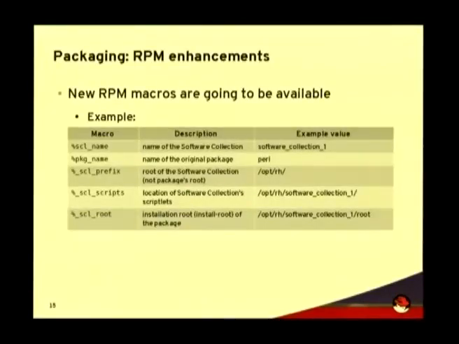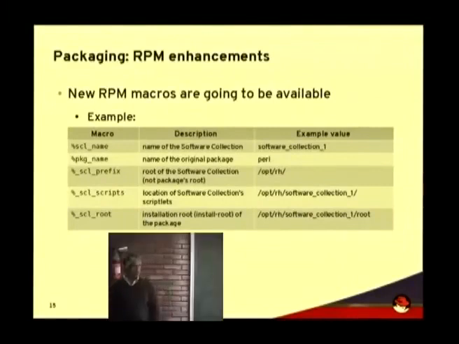In the RPM space, we actually added a couple of new RPM macros. The first one is pretty clear. It's SCL name. All it does is give a name for the software collection. What this allows us to do is, if I say, give me a list of all the software collections installed on the system, it goes and looks in the RPM database, finds this element, and then gives me a list.